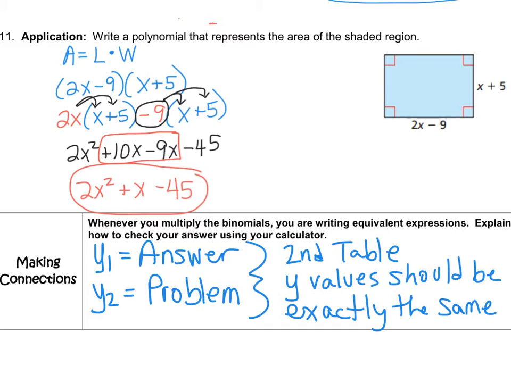So hopefully you were able to maybe find this out or figure it out with the equivalent expressions. But if you put the answer that you came up with in y1 and the problem in y2, and you go look at your table, your y values should be exactly the same. The only caveat I can give you on this is whenever you're dealing in the y equals key, you're going to have to use x's. So if your problem happens to deal with b's or w's, you'll have to change them to x's in order to use the calculator to check.